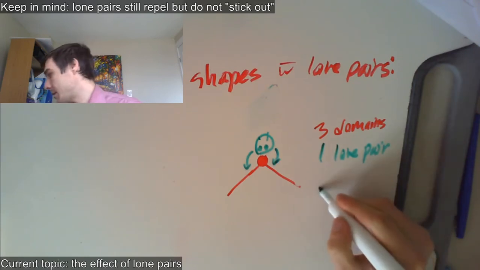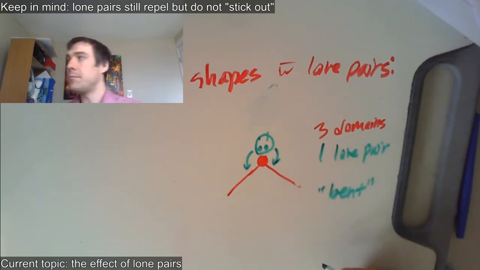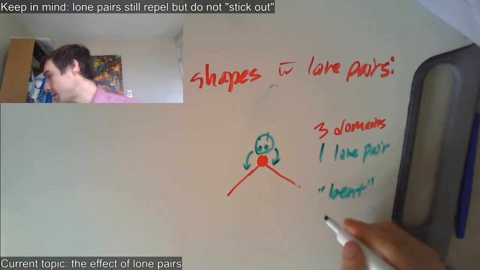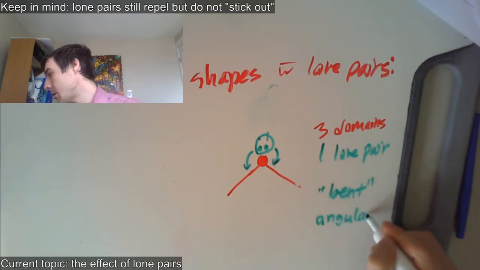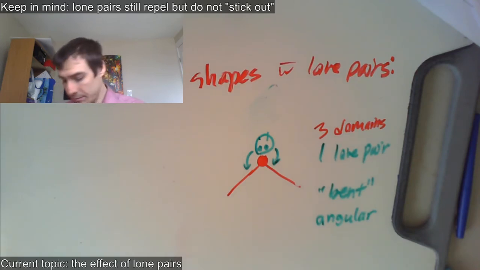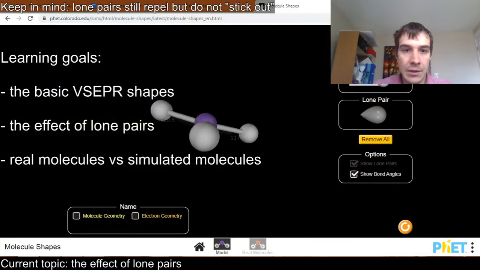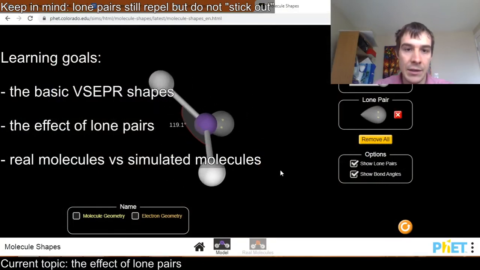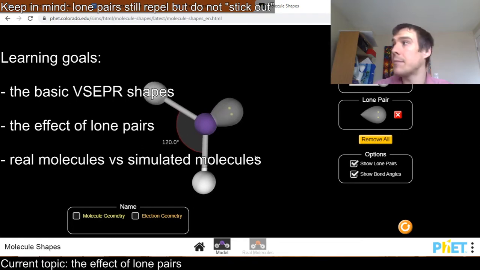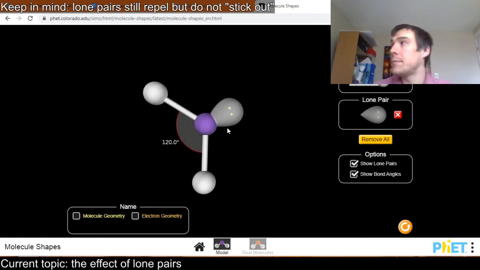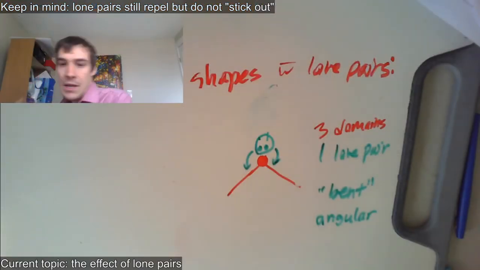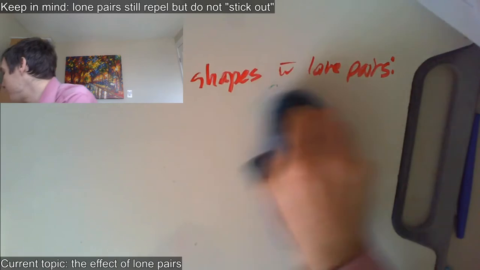And this has a name. It's called bent, because chemists aren't very creative. Bent, or if you want to be a bit fancy, you can call it angular. So that's a shape with a lone pair. We can see the same thing here on our prediction. There's 2, and if I add a lone pair, it'll bend them down like that. Still 120 degrees predicted bond angle. Right, so that's bent.